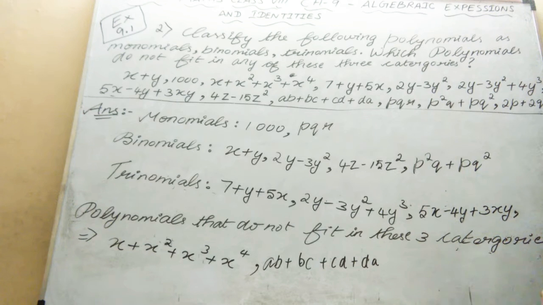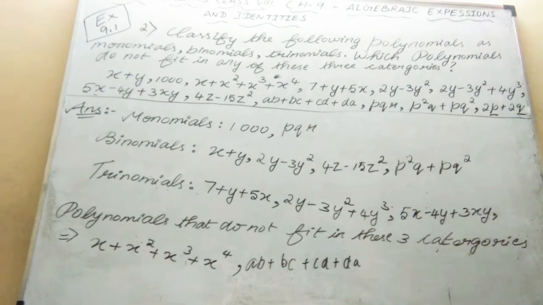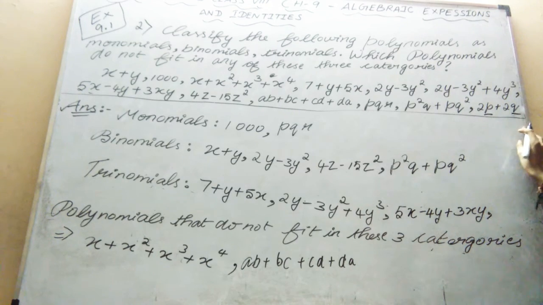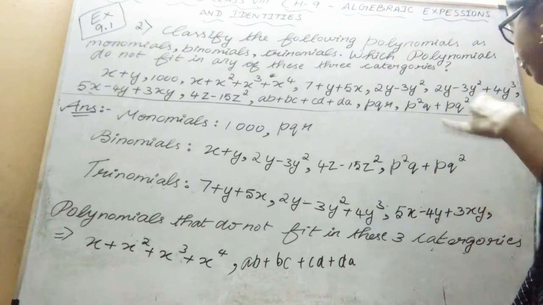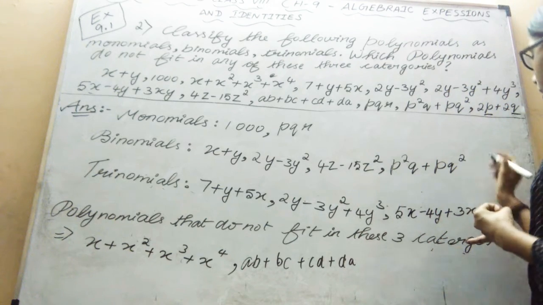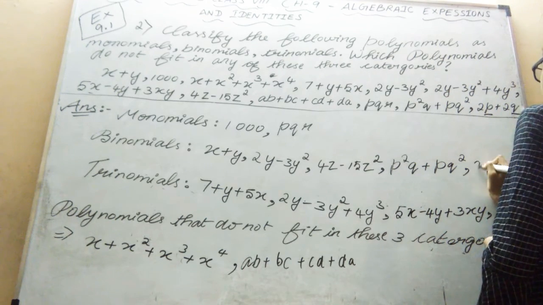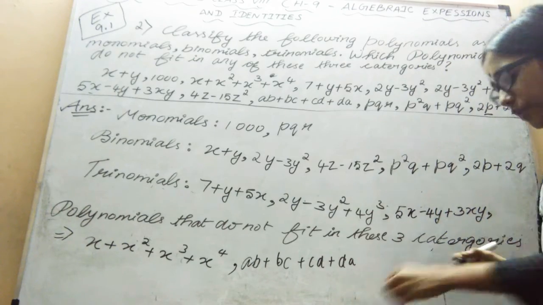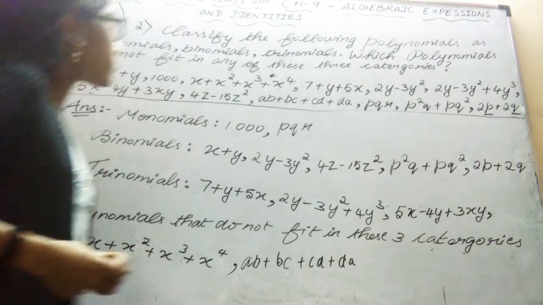Then is 2P plus 2Q. Here the variable is P, but here the variable is Q. So the variables are different, which means that they are unlike terms and we can't solve them. Since there are two terms in it, that is 2P and 2Q, it is a binomial. So we have found the answer.